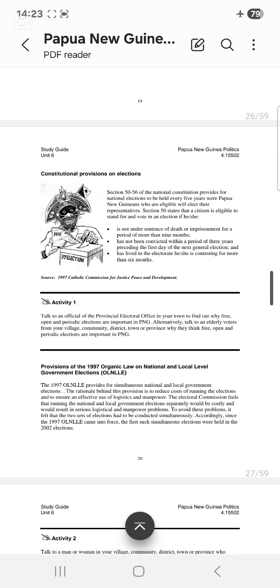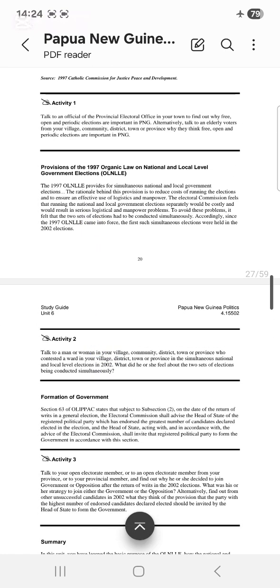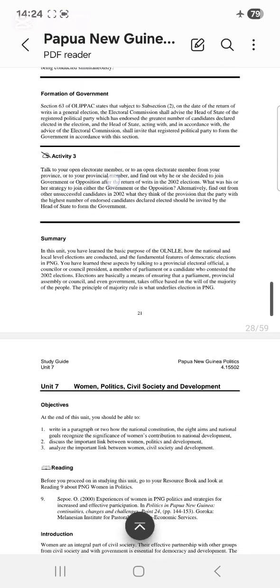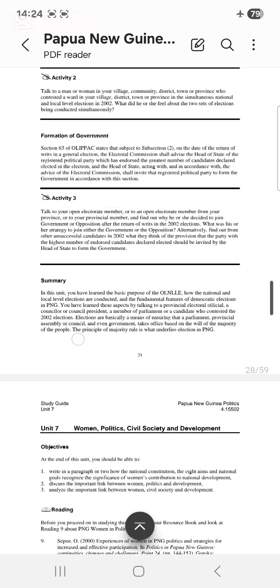Okay, so we have constitutional provisions on elections, provisions on the 1997 organic law on national and local level government elections, and then formation of government. The formation of government should be discussed as part of the early pack, but we are going to talk about it. So here again, you have 3 sub-items to go through in order to understand this unit here.